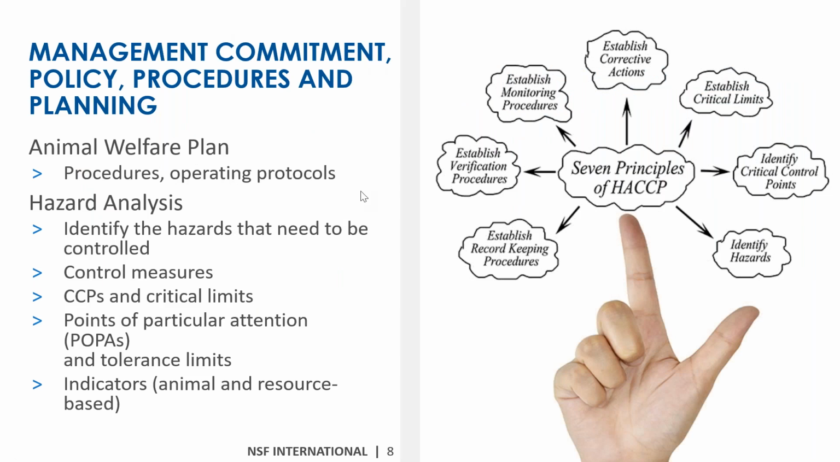So when we're looking at the management commitment, policy, procedures, and planning section of the system management components of the global animal wellness standards, there is a requirement to have a documented animal welfare plan that includes the procedures and operating protocols. There's also a requirement to have conducted a hazard analysis.